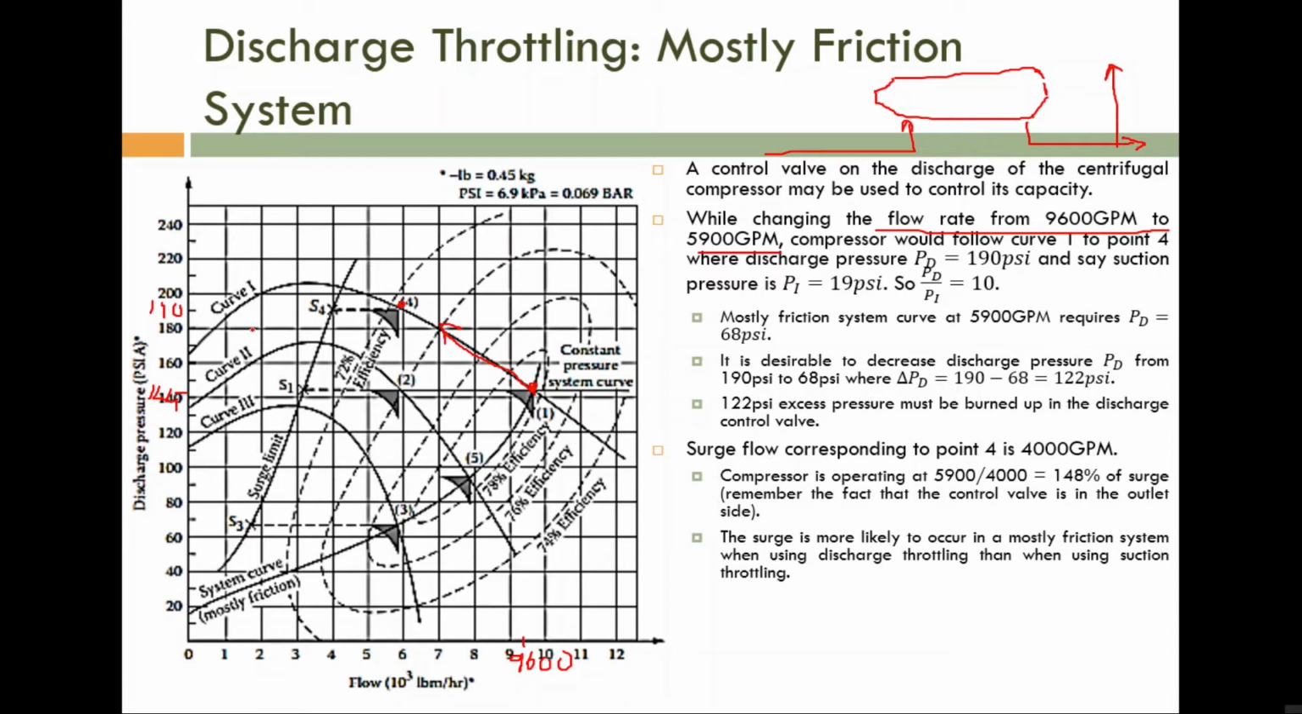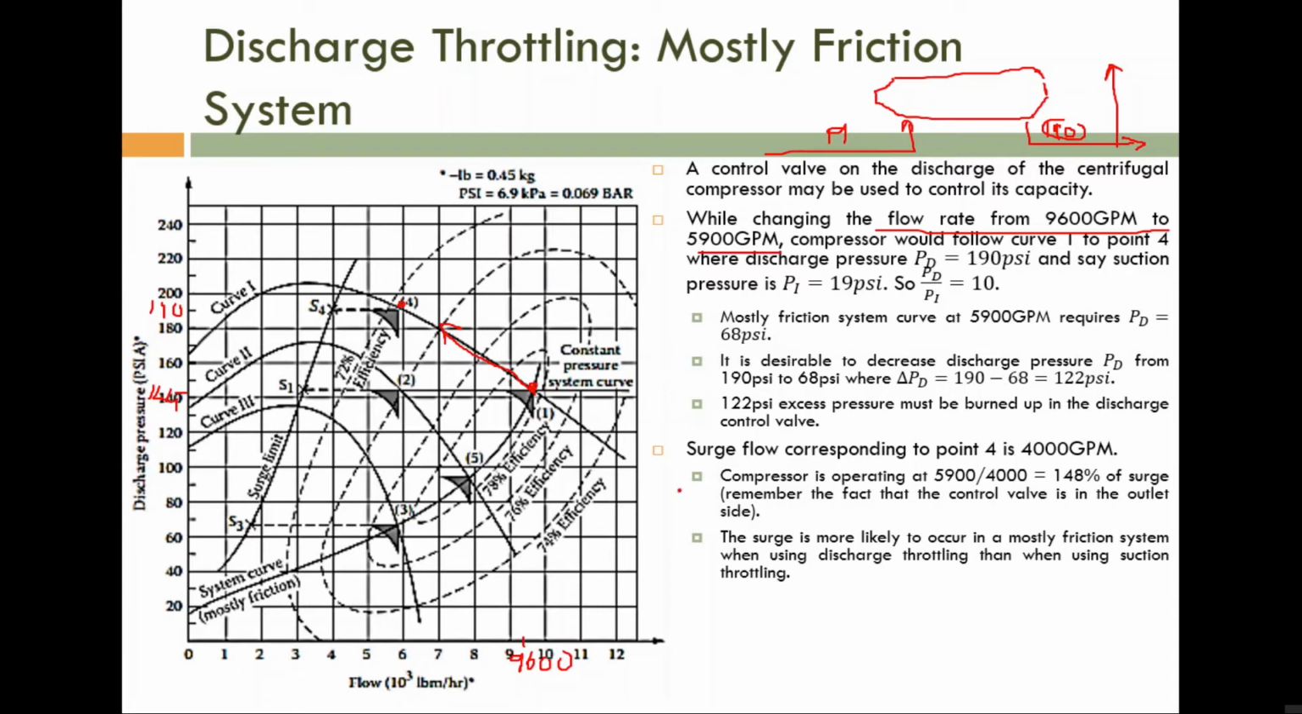Is it okay, all of you? Up to this point, this is similar to suction throttling for a mostly friction system. Now we have a difference. Who is raising the discharge pressure to 190 psi? The compressor. I told you throughout curve 1 the suction pressure is 19 psi. That 19 psi is increased to 190 psi by the compressor. So that is the performance of the compressor. Am I correct, all of you?